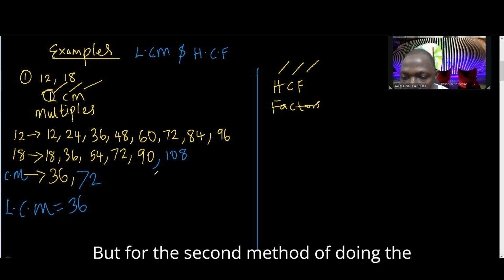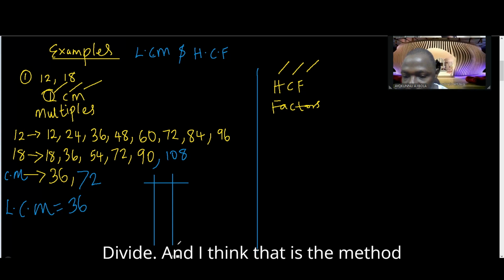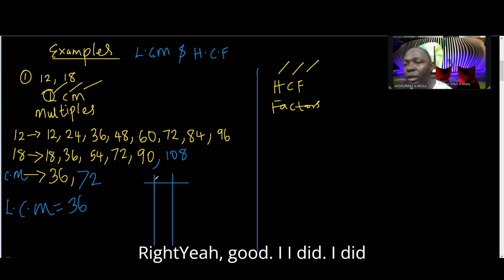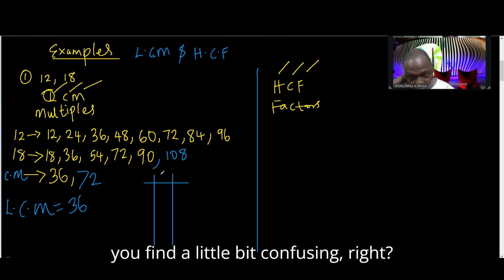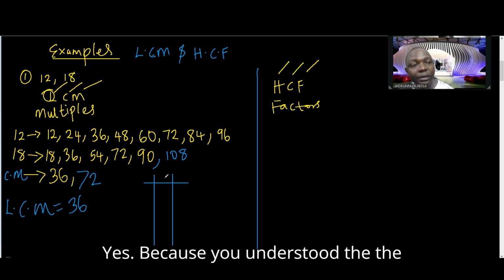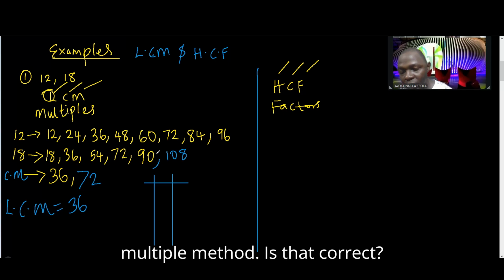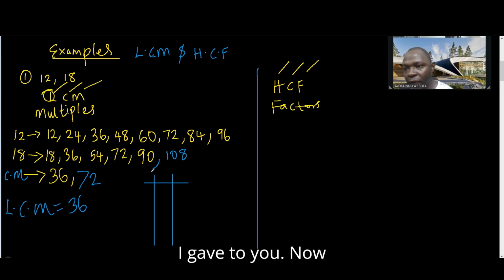But the second method of doing the LCM is to divide. And I think that is the method you find a little bit confusing, right? Because you understood the first method very well, which is the multiples method. I could see that in the previous work I gave to you.